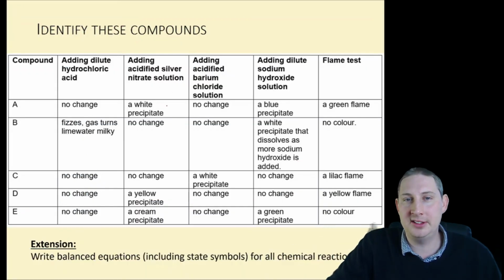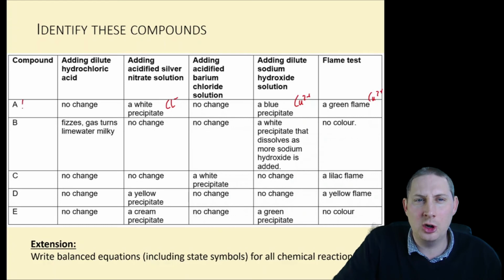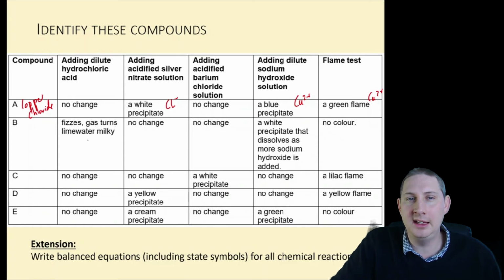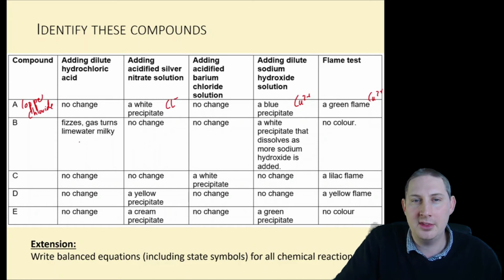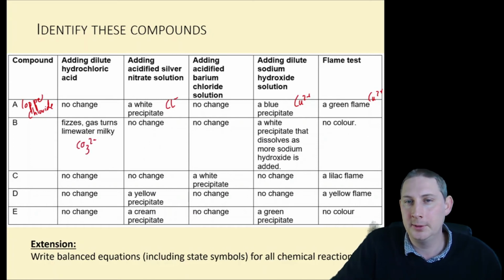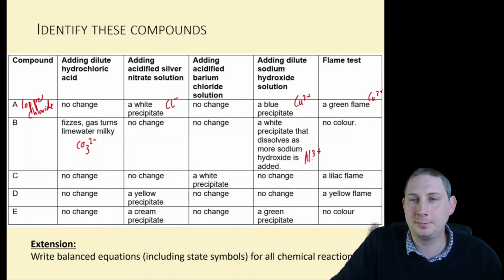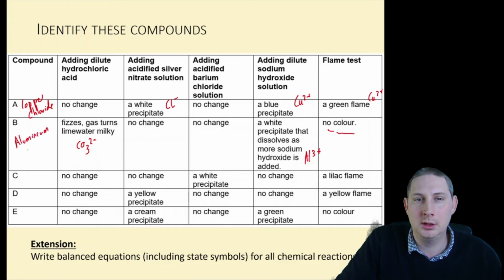Okay, so white precipitate with silver nitrate says chloride, a blue precipitate, copper, and a green flame, copper. So A is copper chloride. B, fizzes. So adding hydrochloric acid, fizzes, gas turns lime water milky. That's carbonate. A white precipitate that redissolves, that is aluminium. And notice aluminium giving no colour in the flame test. So this is aluminium carbonate.